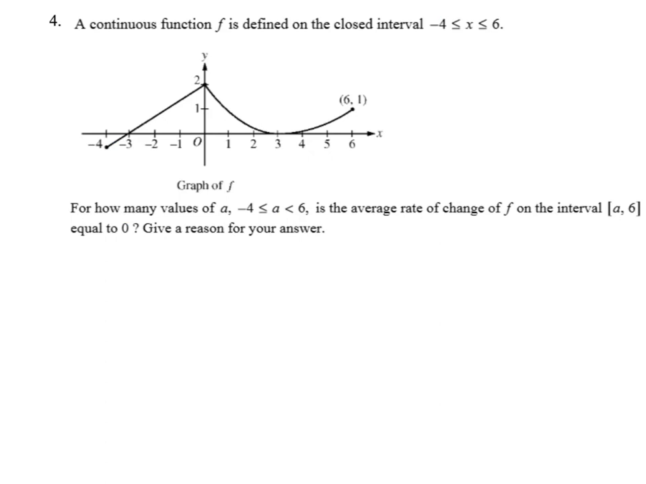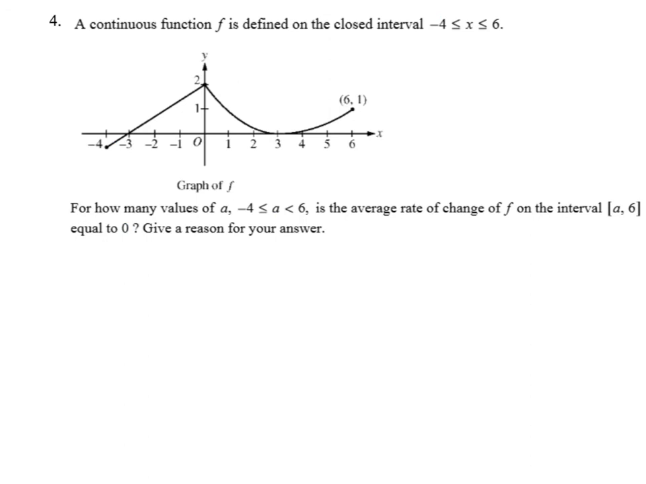Okay, the last one we're going to do today is giving us a continuous function, and it says it's defined on the closed interval from -4 to 6. It says for how many values of a, where a has to be between -4 and 6, is the average rate of change of f on the interval from a to 6 equal to 0? Give a reason for your answer.